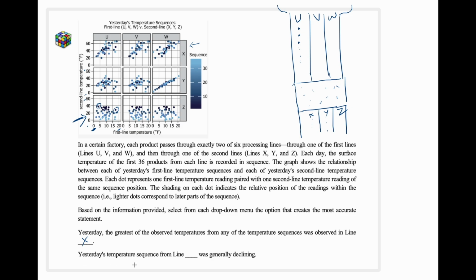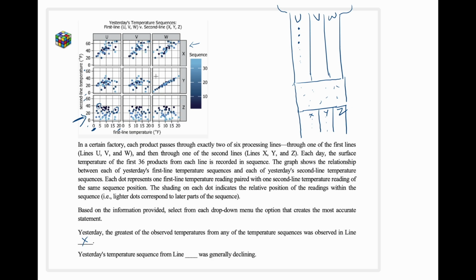Now, yesterday's temperature sequence from line was generally declining. What this is asking for is that when we start measuring the temperature, for the first few products, the temperature is high and then the temperature is becoming lower and lower. All right, we know that the first few products are shown by the darker dots and the later products are shown by the lighter dots. So we see that the products are all over the place, everywhere on the temperature scale, here, here, here, then here, here.